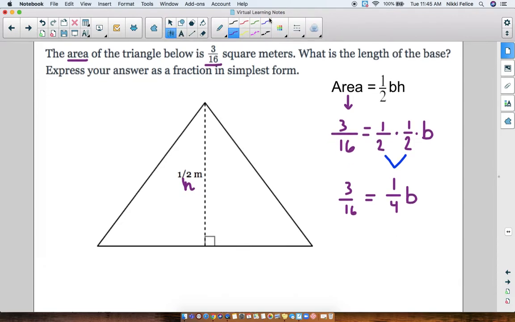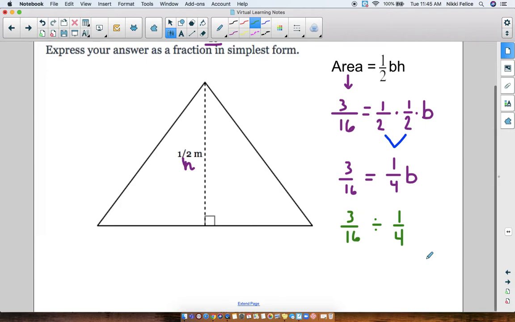So we're going to need the inverse operations. This right here, 1/4 b, this is multiplication. So we have to do division, which means we're going to be doing 3/16 divided by 1/4. But how do you divide fractions? Well, we do keep, change, flip. So we're going to be doing 3/16 times 4/1, and that equals 12/16, but we need to simplify.